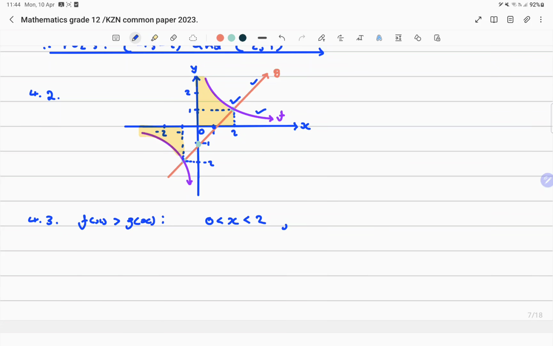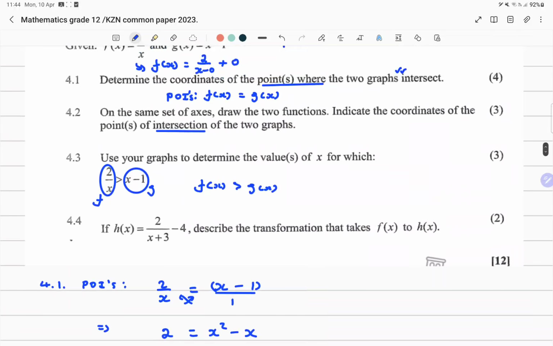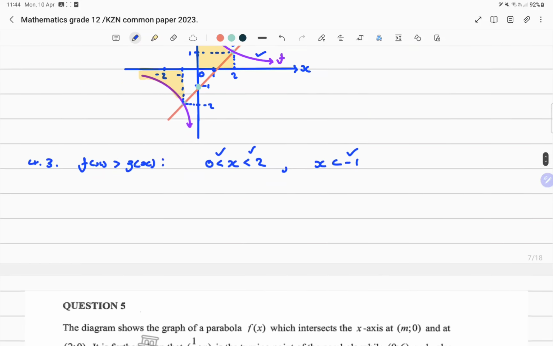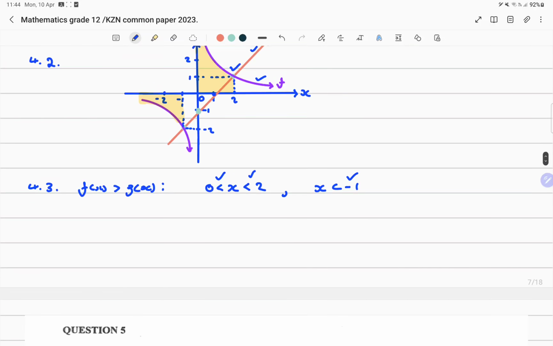Comma, also, we know that x must be less than -1, isn't it? Because if we go all the way from -1 to infinity, this would be satisfactory. So normally you get 2 marks for that, and then an extra mark for that. How many marks? 3. Yes, it makes sense. So this is how you answer this question.